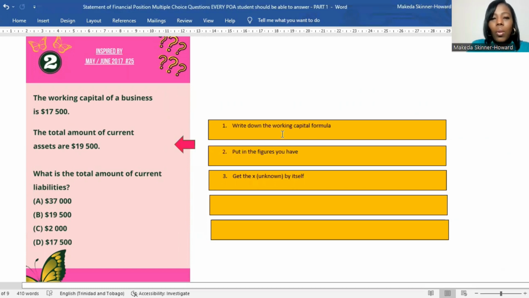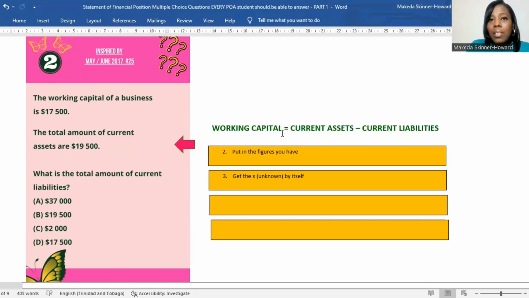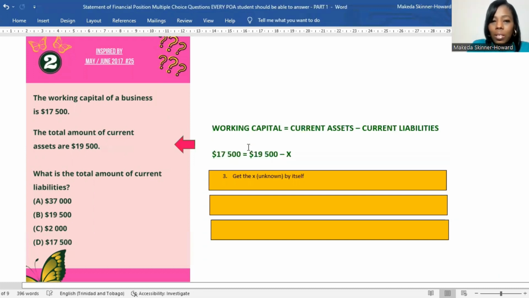Well, we can use our working capital formula. All right, so write that down. Working capital is equal to current assets minus current liabilities. Put in the figures that you have. They gave us $17,500 and $19,500. So put that under the respective word and put X for the unknown, which is the current liability. So we have $17,500 as our working capital, we have $19,500 as our current assets, and we have X as the current liability.